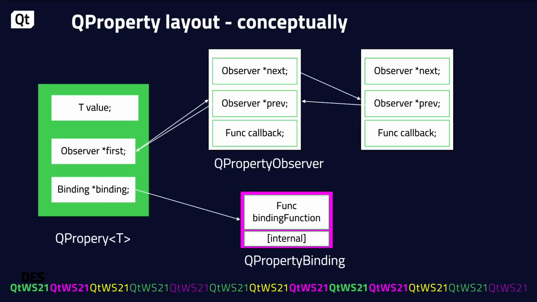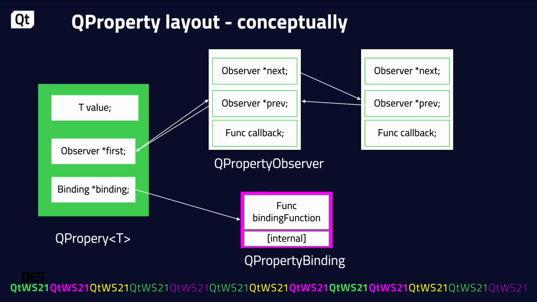Now let's dive into the memory layout of QProperty. Conceptually, it consists of three parts. First of all, you have the current value of the property. Then you have a pointer to a list of observers and a pointer to the binding. The list of observers is a linked list with next and prev pointers, and each list node stores a function callback, which gets executed whenever the property changes.